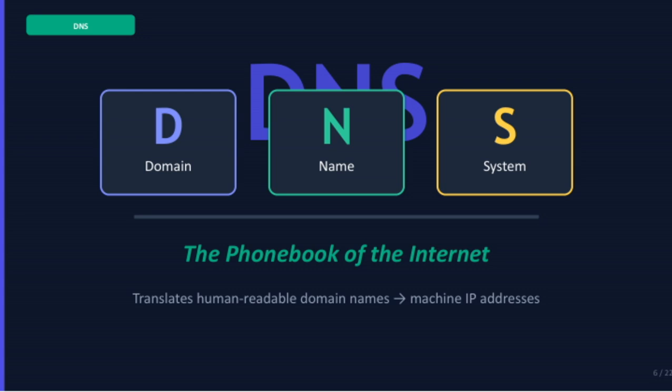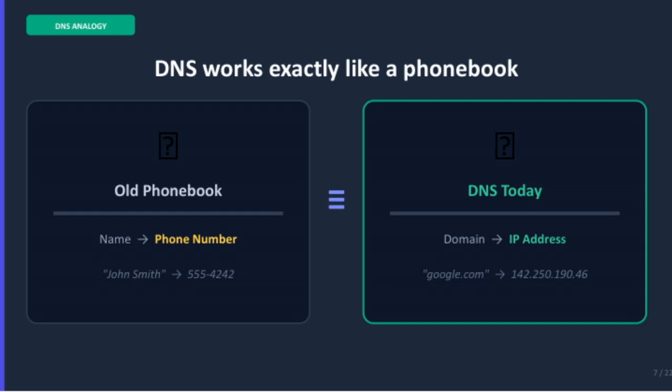Let's look at this slide and see how it all connects. On the left, we have Google.com, which translates to the IP address 142.250.190.46. This shows how a domain name like Google.com is mapped to its numerical IP address.